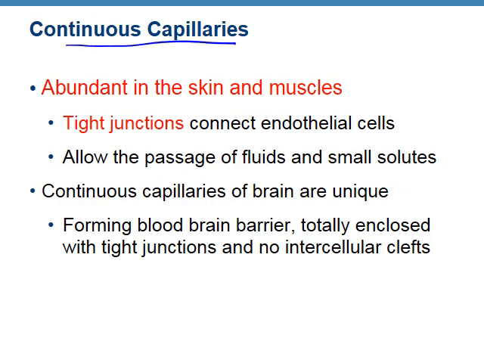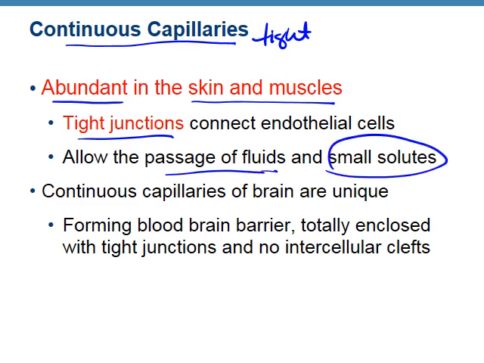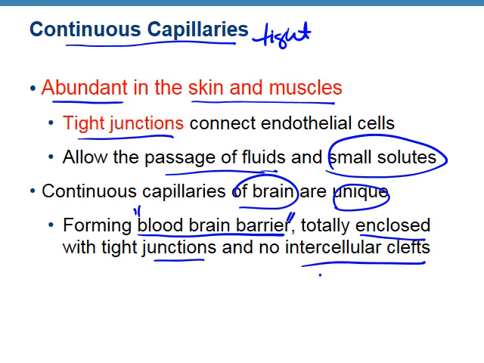So a continuous capillary, we said, was kind of tight, right? There aren't a lot of pores. These are abundant in skin and muscles. They have tight junctions. They allow the passage of fluids and some small solutes. We also have these in the brain. If you remember the blood-brain barrier that we talked about in 201, right? So the ones in the brain are different. They're unique. They are totally enclosed with tight junctions. There's no communication. These were those gap junctions. But abundant in the skin and muscle.